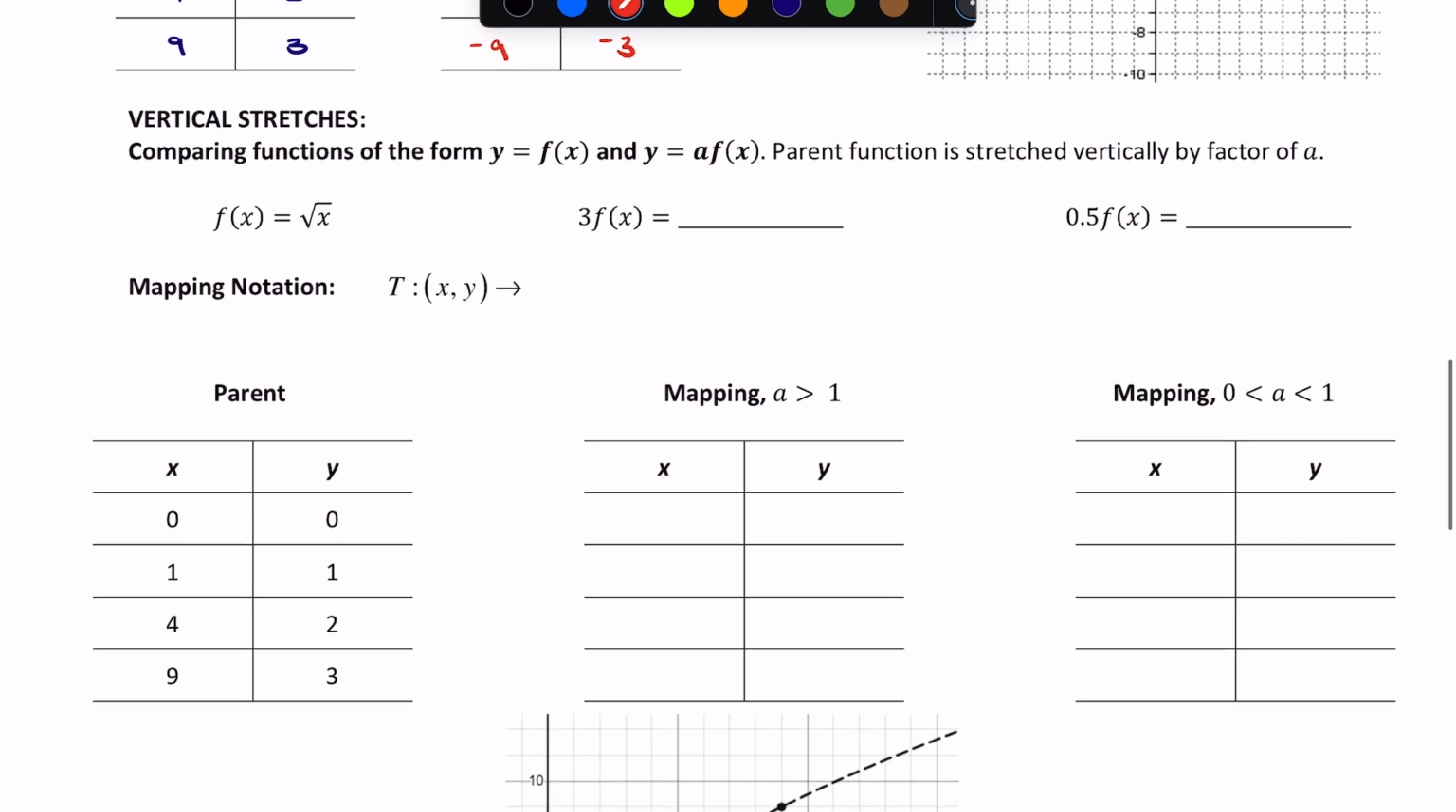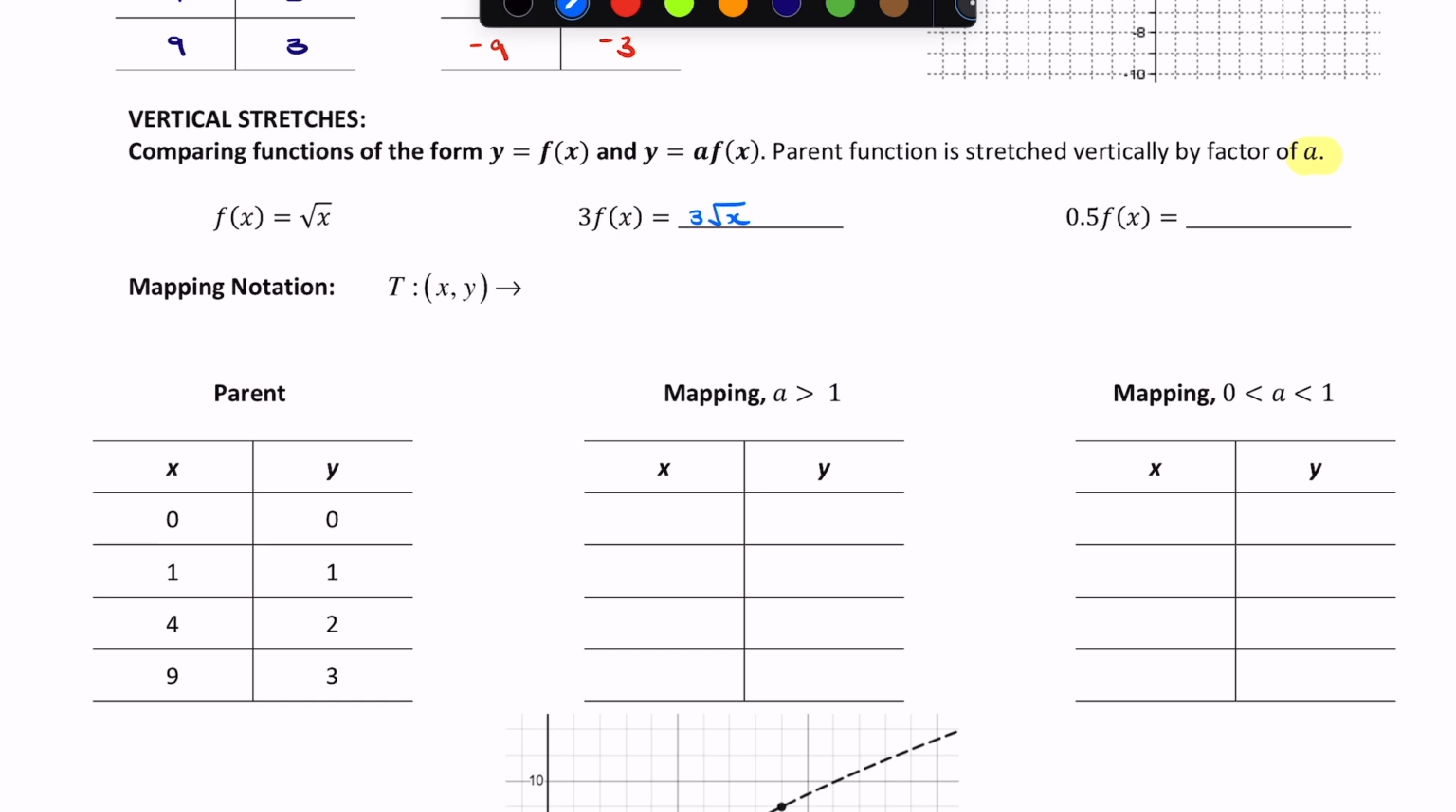Next, we're going to look at vertical stretches. So here, if we're comparing the original function, y is equal to f of x, and y is equal to a f of x, now the parent function is stretched vertically by a factor of a. So whatever the a value is, that's what the original function is being transformed by the vertical stretch. So here, a parent function f of x is equal to square root x. Here, 3f of x, we would write that as 3 square root x.